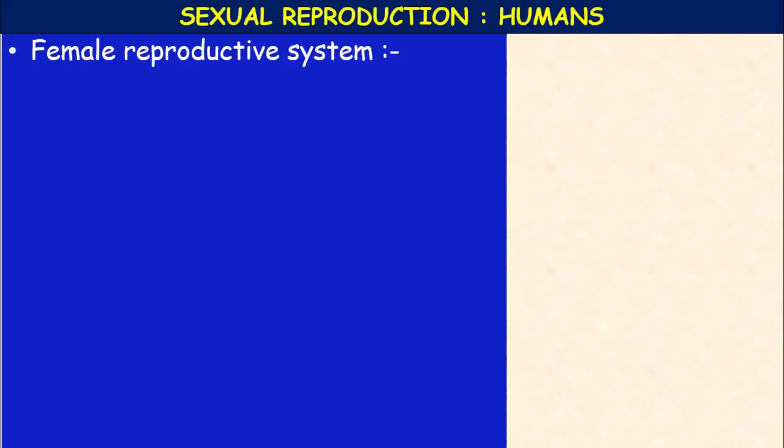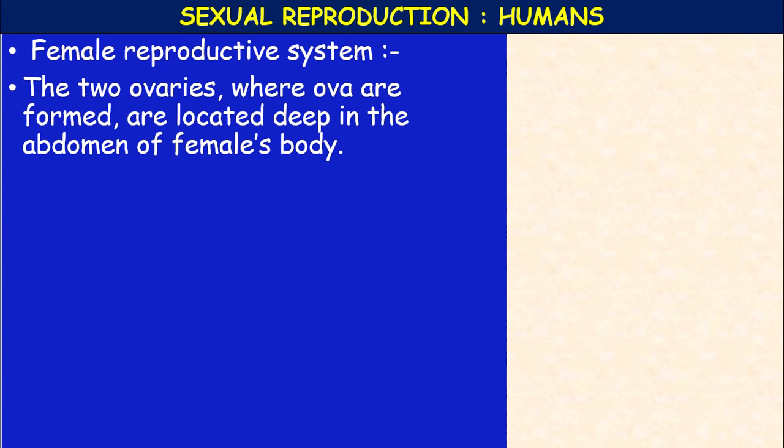Female reproductive system. The female reproductive system has a pair of ovaries, a pair of fallopian tubes, the womb. The main female reproductive organs are a pair of ovaries. Okay, two ovaries.